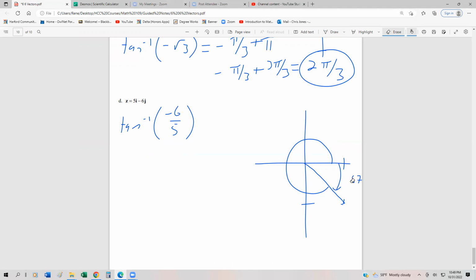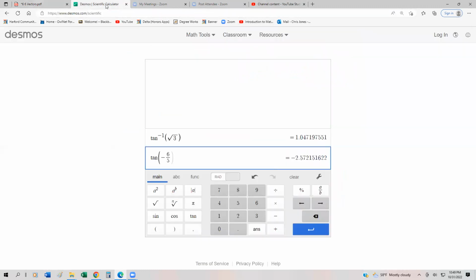All right, so what we're going to have to do is we're going to have to add 2 pi to that. Okay, so if we took 2 pi minus 2.57, that should tell us what our value is going to be approximately in radians. Okay, of course we can get it in degrees if we really wanted to, but we're not going to. So if we do this, we just go into our calculator.